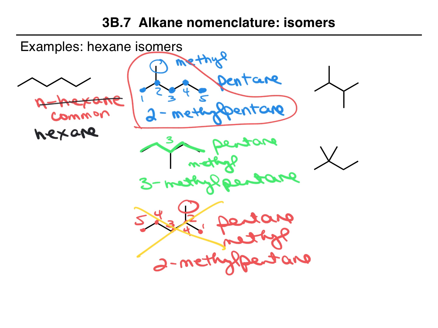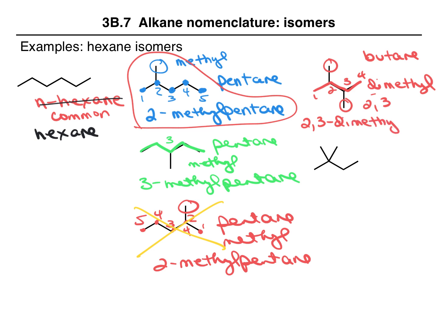If we look at the next one, we have 1, 2, 3, 4 carbons. Any way we go, 4 carbons is the longest chain, so that would give us butane. We have a methyl group and another methyl group, so this would be a dimethyl, di for 2 methyl groups. And then if we number left to right, 1, 2, 3, 4. So our methyl groups are at carbon 2 and at carbon 3. So we put this together as 2,3-dimethylbutane.